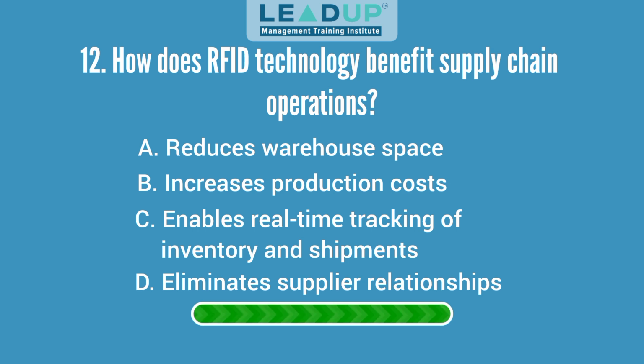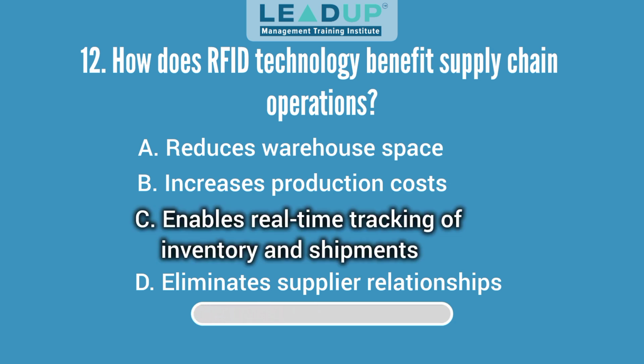12. How does RFID technology benefit supply chain operations? A. Reduces warehouse space. B. Increases production costs. C. Enables real-time tracking of inventory and shipments. And D. Eliminates supplier relationships. Answer: enables real-time tracking of inventory and shipments.